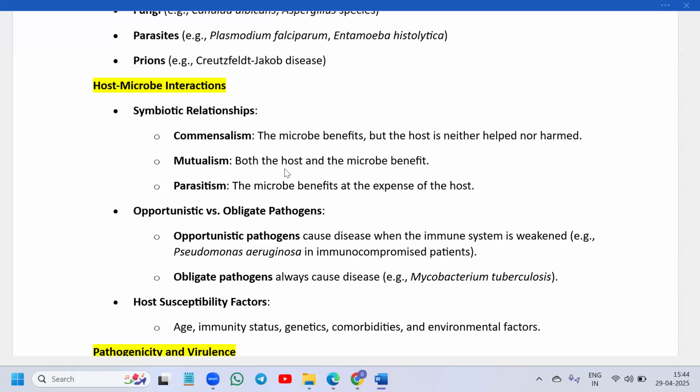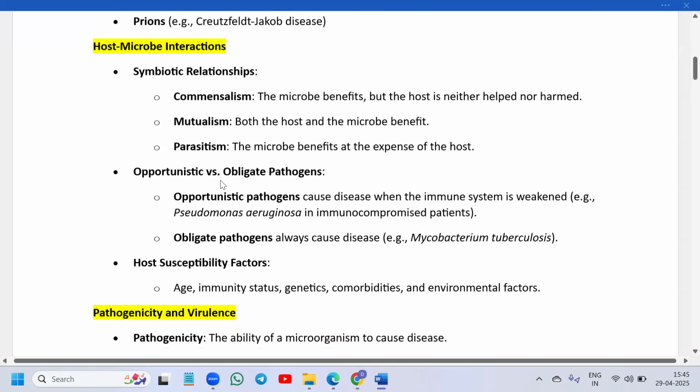Mutualism means both the host and the microbe benefit from each other. Parasitism is where the microbe alone benefits at the expense of the host. So it is going to cause disease in the host, right? The microbe will eat away all the nutrients and cause disease in the human body. That is parasitism.